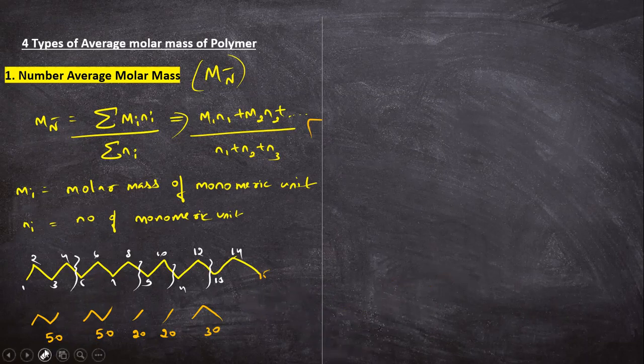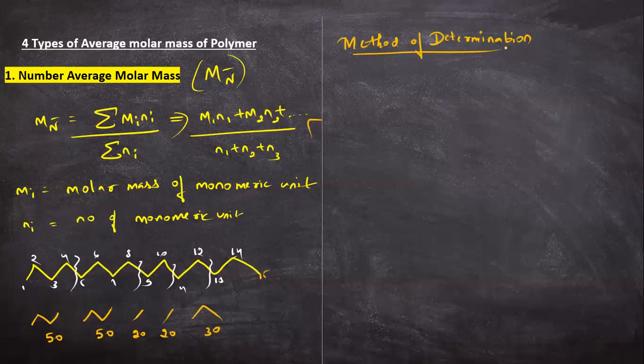Okay. So one more thing in this case is the method of determination. A very important thing because they may ask a straight question on which method is used for the determination of number average molar mass. So you should be knowing, just write it in a bracket and mark it as important, guys. We will use the osmometry method for the determination of number average molar mass.